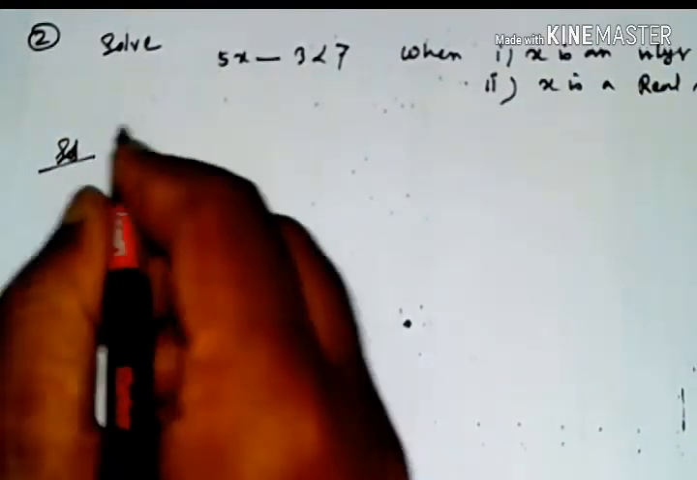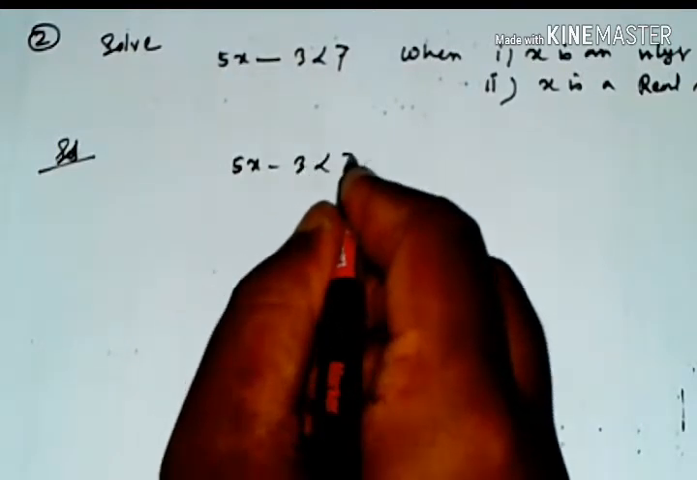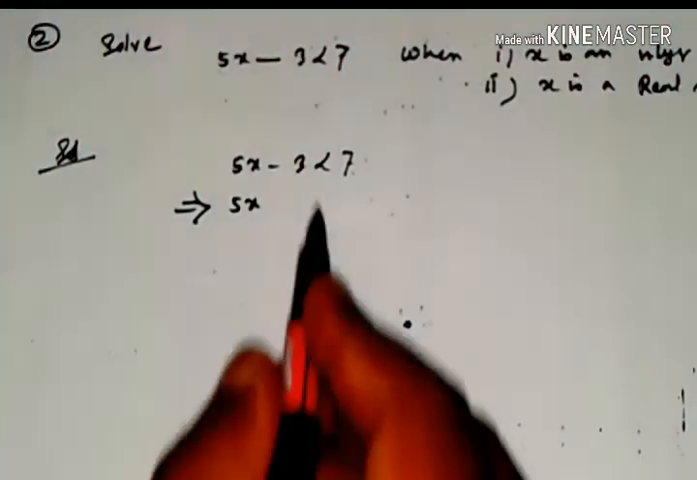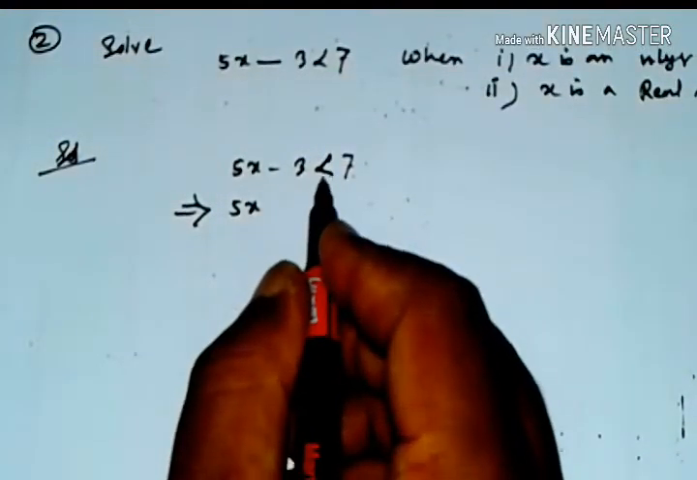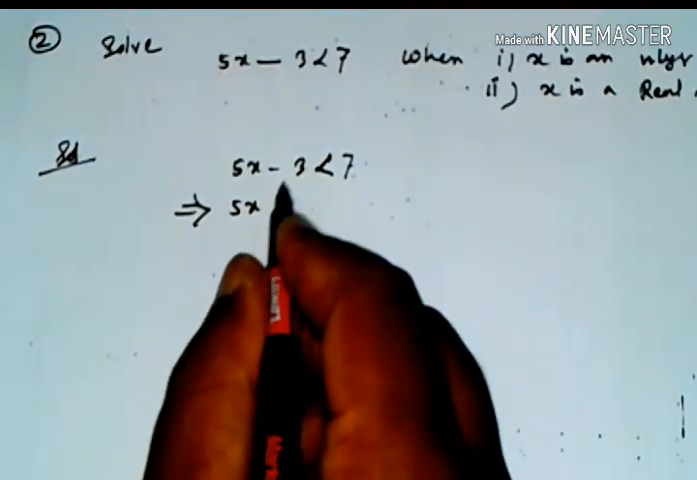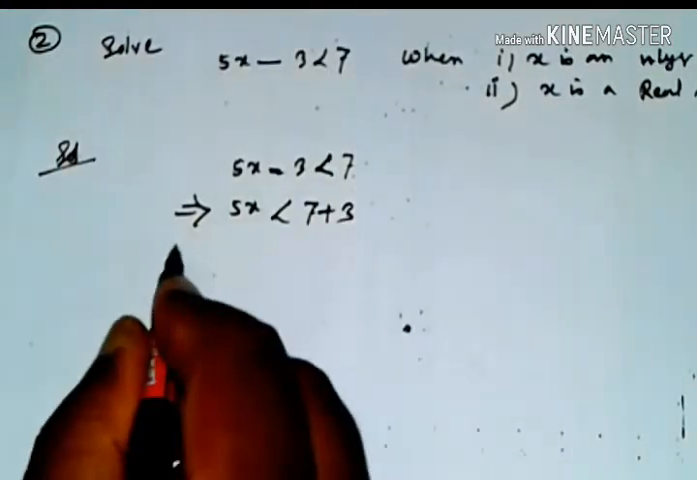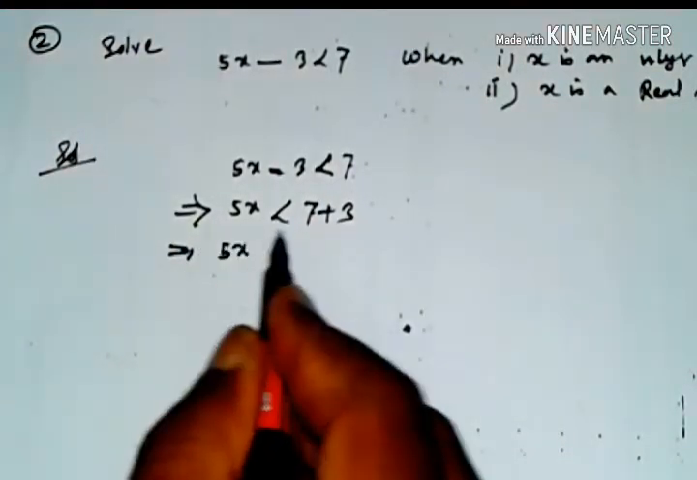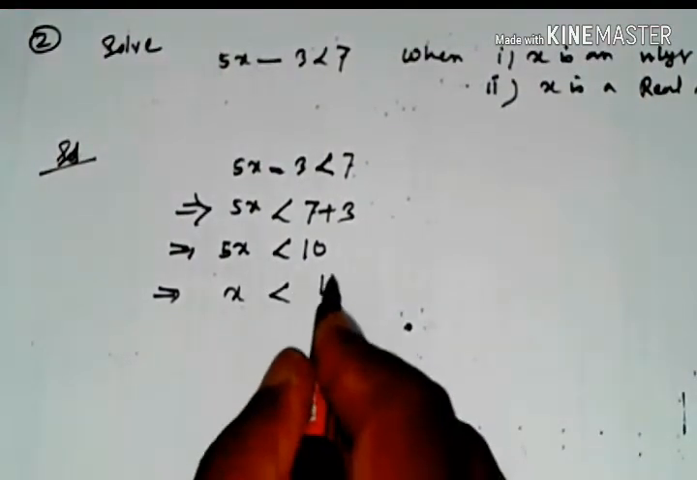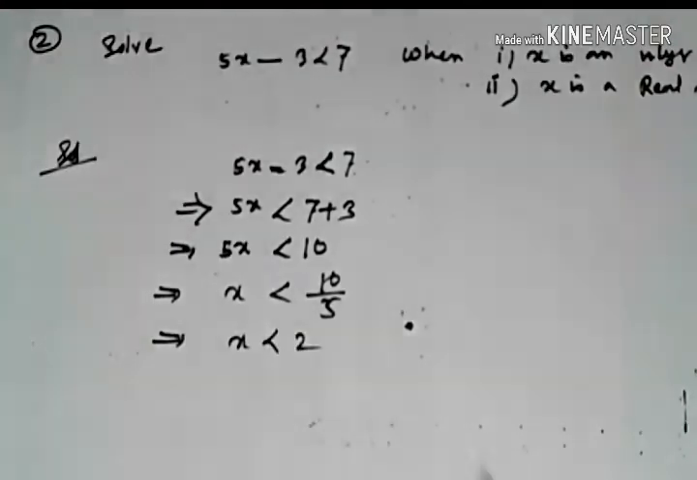Solution. 5x minus 3 less than 7. We can find out the value of x like an equality. There is minus 3 here, therefore 7 plus 3. Then x less than 10 by 5. x less than 2.